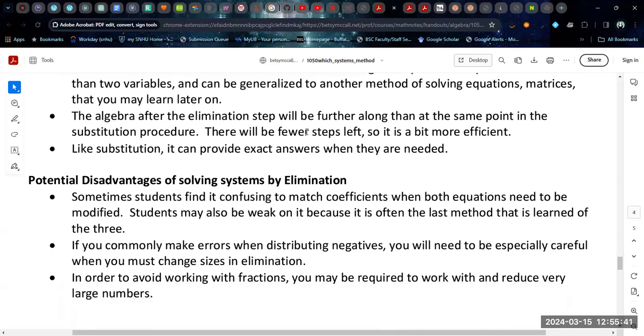And the algebra after the elimination step will be further along than at the same point in the substitution procedure. So fewer steps left, slightly more efficient. And like substitution, it can provide exact answers when they are needed.